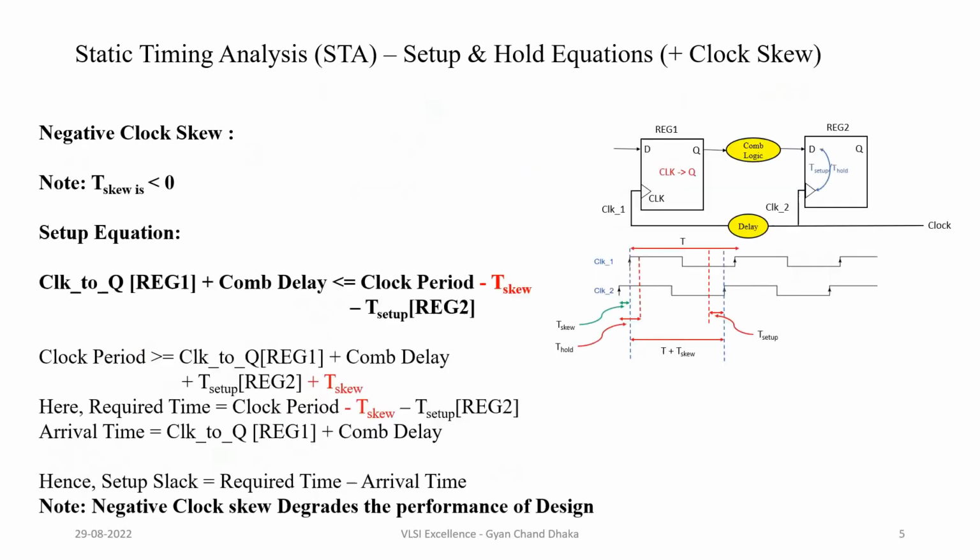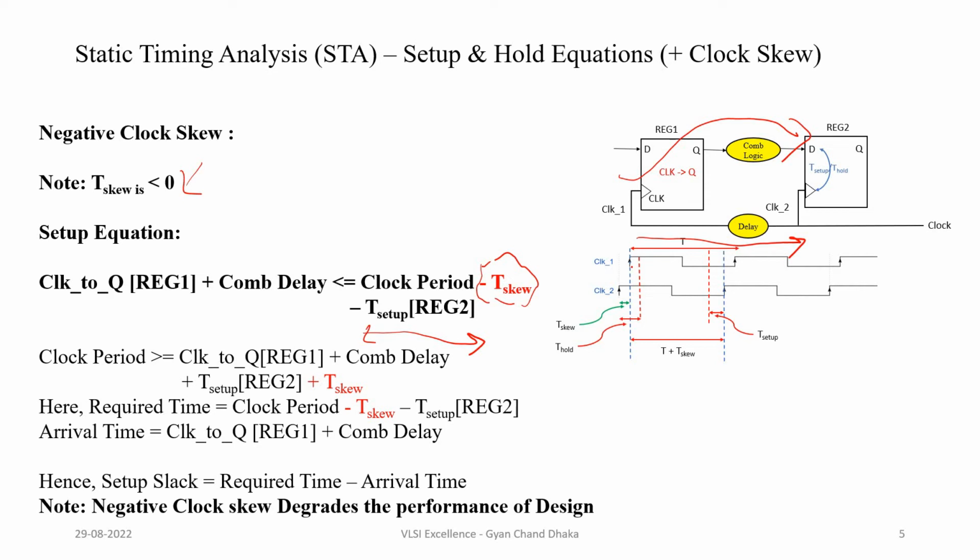Now let's see the impact on the setup equation. Here the T skew is always less than 0. It is negative. Now let's see the effect of this on the setup equation. Ideally, if there is no clock skew, just remove this T skew term, and we have clock-to-Q delay plus combinational delay should be less than clock period minus T setup of register 2. But now the negative T skew has come here. So what will this term become? What this equation is saying is that this delay should be less than this clock path delay. So this is the clock path delay.